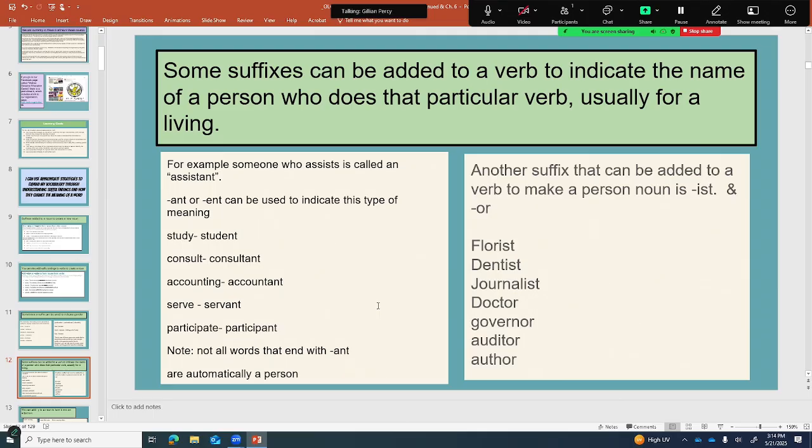Another suffix that can be added to a verb to make a noun is -ist or -or. So florist, dentist, journalist, that -ist is telling you it's a person. Same thing with doctor, governor, auditor, or author. Okay?